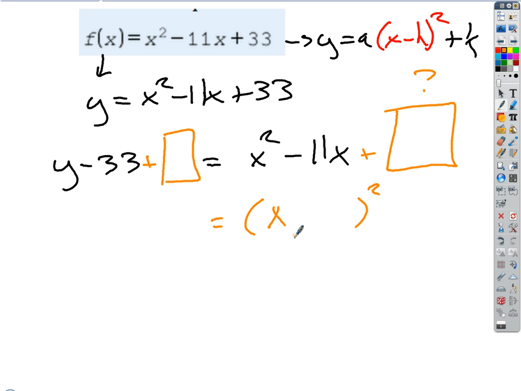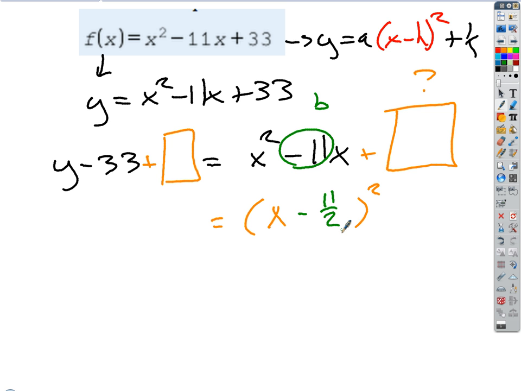Okay, good. It's going to be half of the number in front of x, right? If that's b, it's going to be half of b. So minus 11 halves. That's the perfect square we're going to create. So h is going to be 11 halves, isn't it? You can see that. That's the x coordinate of the vertex we're going to get.